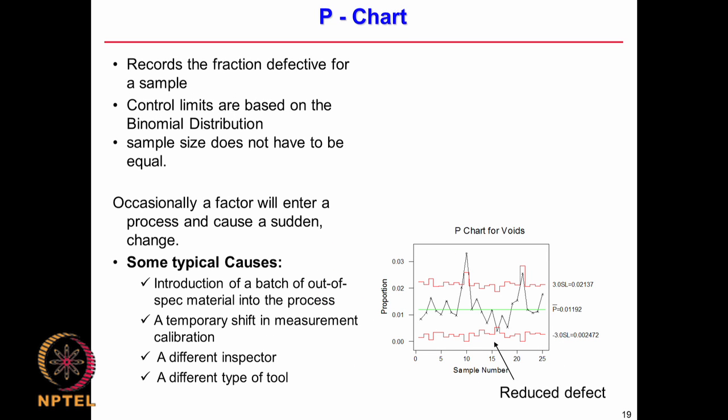Then you have the P chart, which measures fraction defective, whereas the C chart is the actual number of defects. The P chart is a proportion. Control limits are based on the binomial distribution, and the sample size does not have to be equal in the P chart also, because you are calculating fraction defective. Occasionally some data may go up and down. Here also you can plot the 3 sigma limits, but these will keep varying.